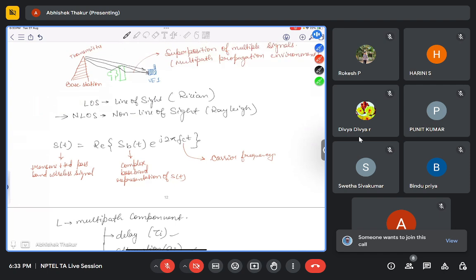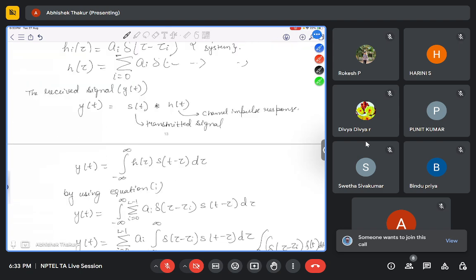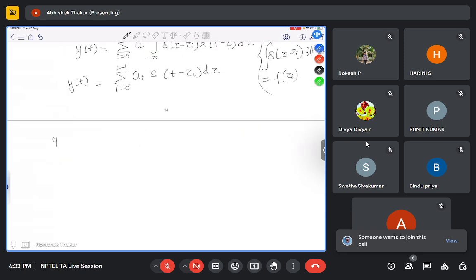So our s is given by, we'll use this equation also. Let's assume equation A. So now the received signal y(t) is equal to summation i equal to 0 to L minus 1 of the real part of a_i s(t minus tau_i) e to the power of j 2 pi fc tau minus.